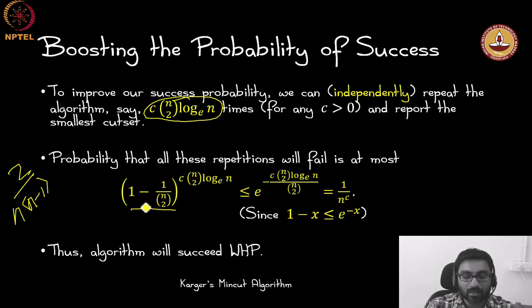Okay, and we have this inequality: 1 minus x is at most e to the minus x. This is a commonly used inequality. So this 1 minus this quantity can be written as e to the minus 1 over n choose 2. But then you also have this in the exponent, so overall you get e to the minus this exponent. The nice thing is there's this n choose 2 over here and n choose 2 over here. They cancel out. And you can take the c as log n, the whole raised to the power c. So finally, this works out to 1 over n to the power c.